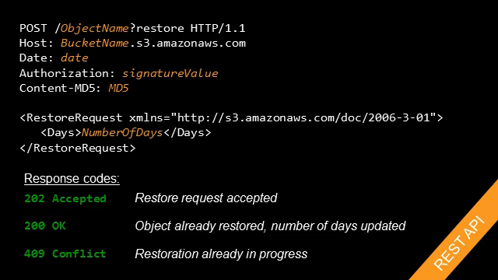And if you repeat the request with another number of days, you can actually update the period for which that object will be retained within RRS. So if you decide you want to keep that object a little bit longer, repeat the API request with a new day value, and that object will be retained in RRS for that updated period of time. And then lastly, if your restore is already in progress and you issue the API call, you'll get that 409 conflict, restoration already in progress. So that's how you can enable your applications to monitor the status of restore requests that are already in progress.